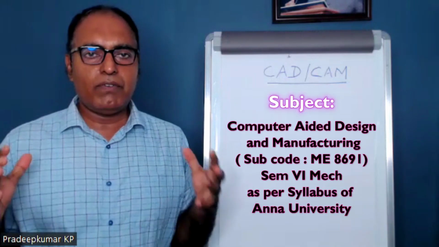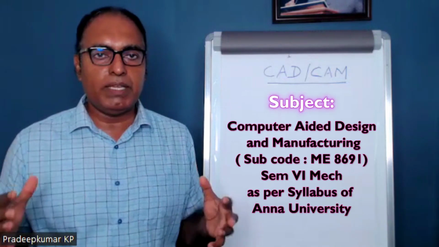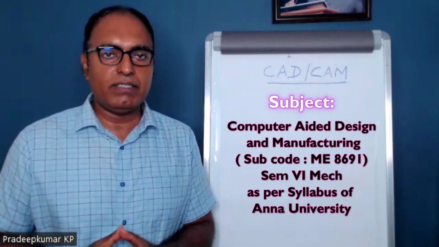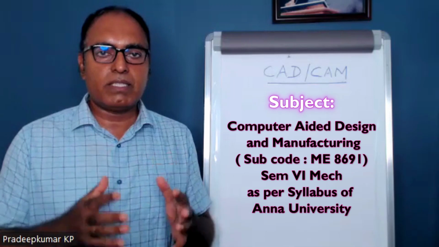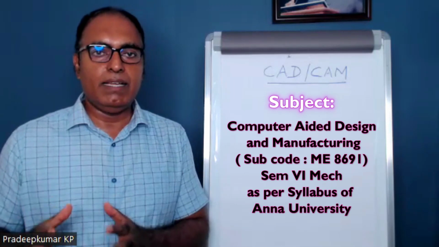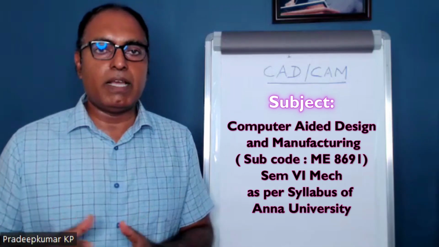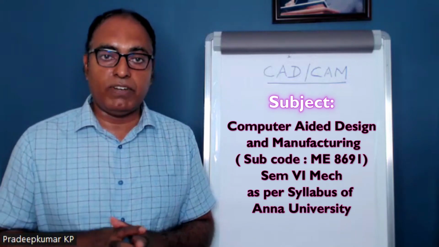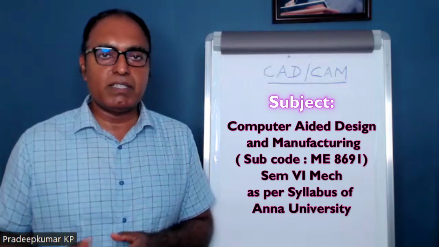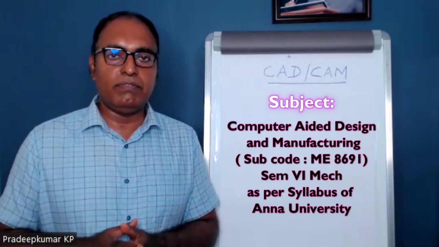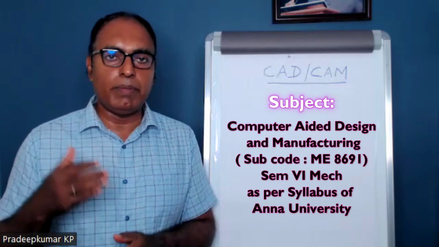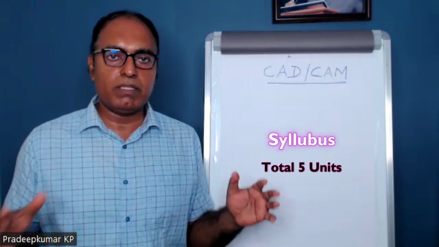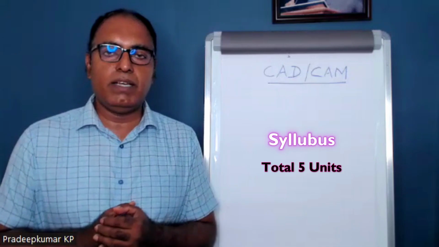The subject I'm going to start today, as I already told, is computer aided design and manufacturing, based on the 6th semester mechanical engineering syllabus as per Anna University. That is the subject I am covering first. Then I will look into the other universities and any different things I have taught there. I will be covering that also. So first I will start with the Anna University syllabus. There are 5 units in this syllabus.